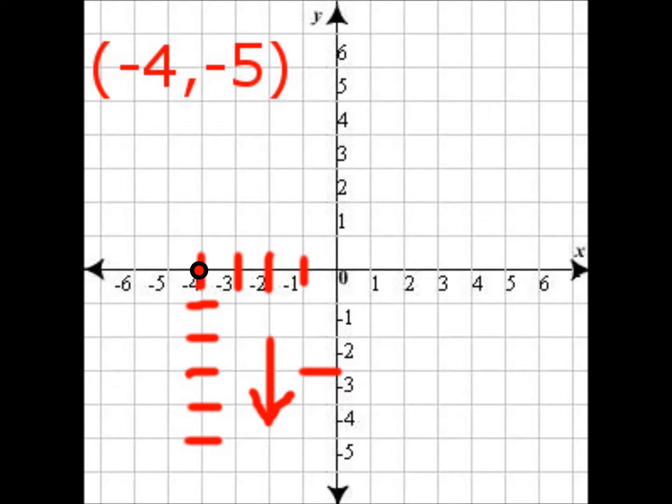The next thing we will do is look at our y value. We have a y value of negative 5, and we know that the negative y values are below the origin. So starting at the coordinate point negative 4, 0, we will go 5 spaces down. This will give us our final coordinate point of negative 4, negative 5.